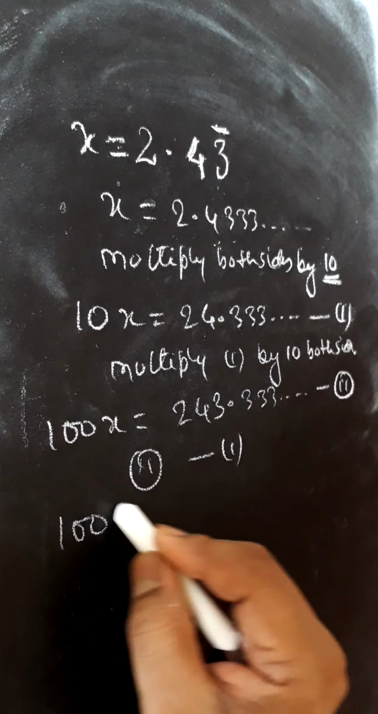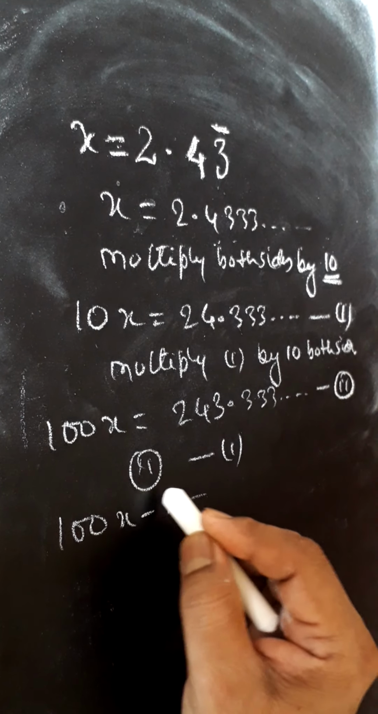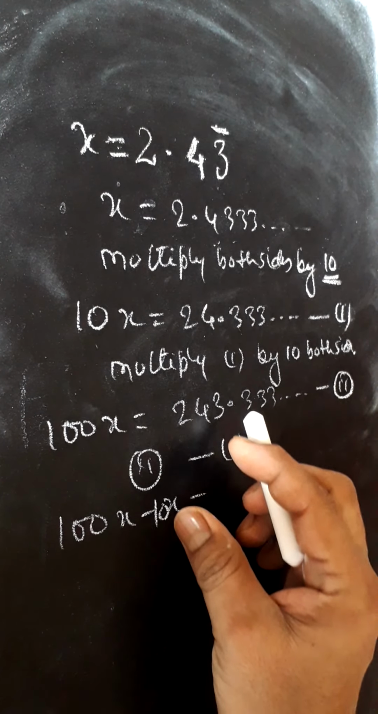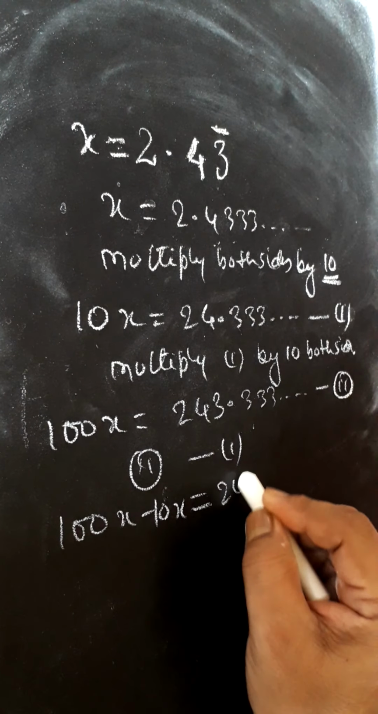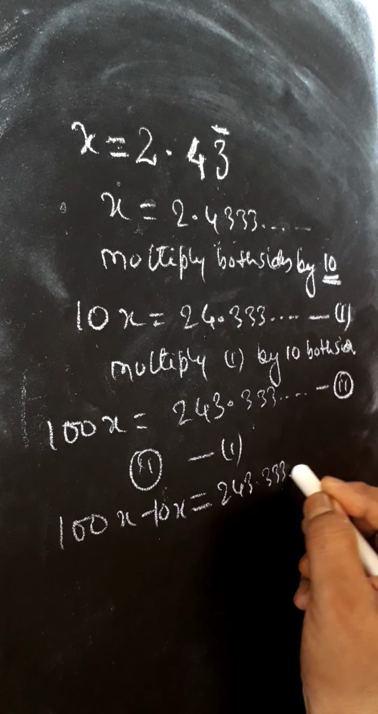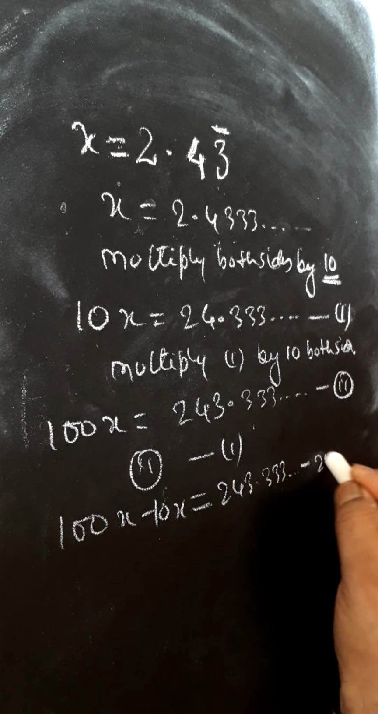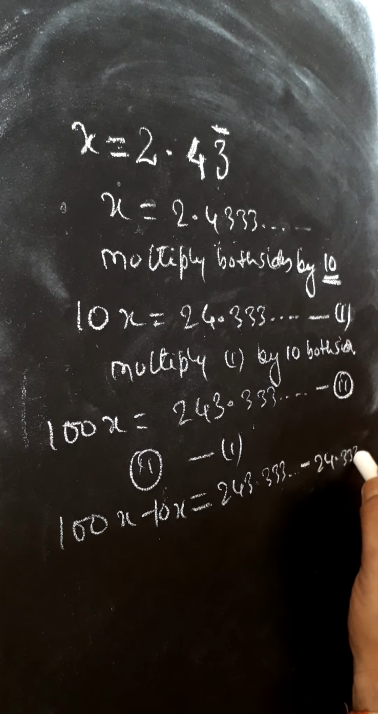We get 100x minus 10x. This is 90x is equal to this minus this: 243.333 and so on minus 24.333 and so on.